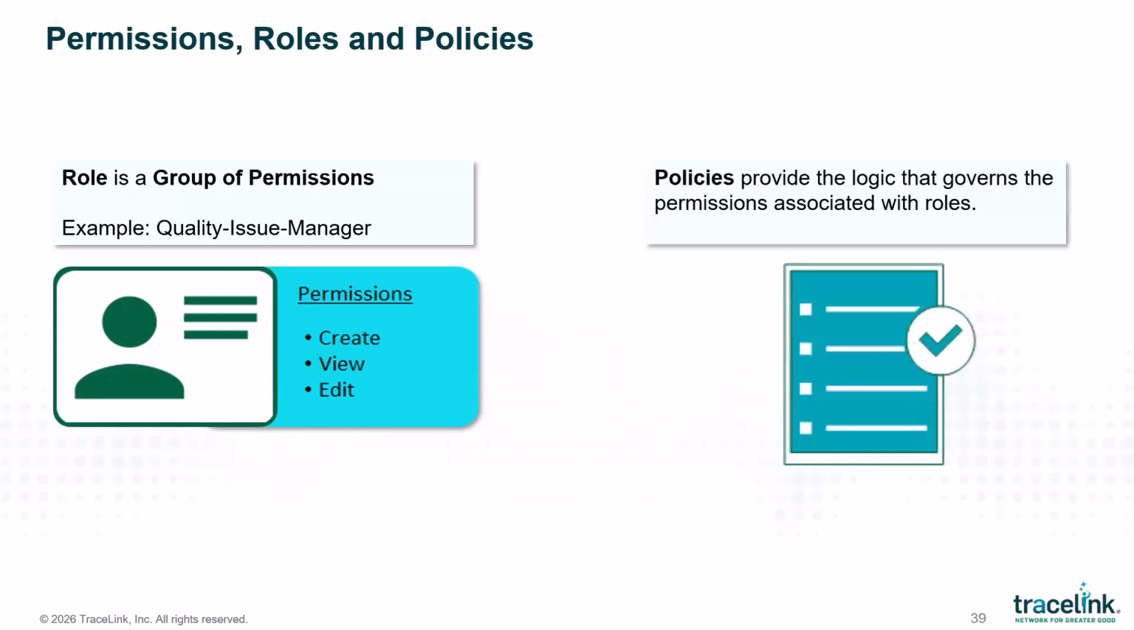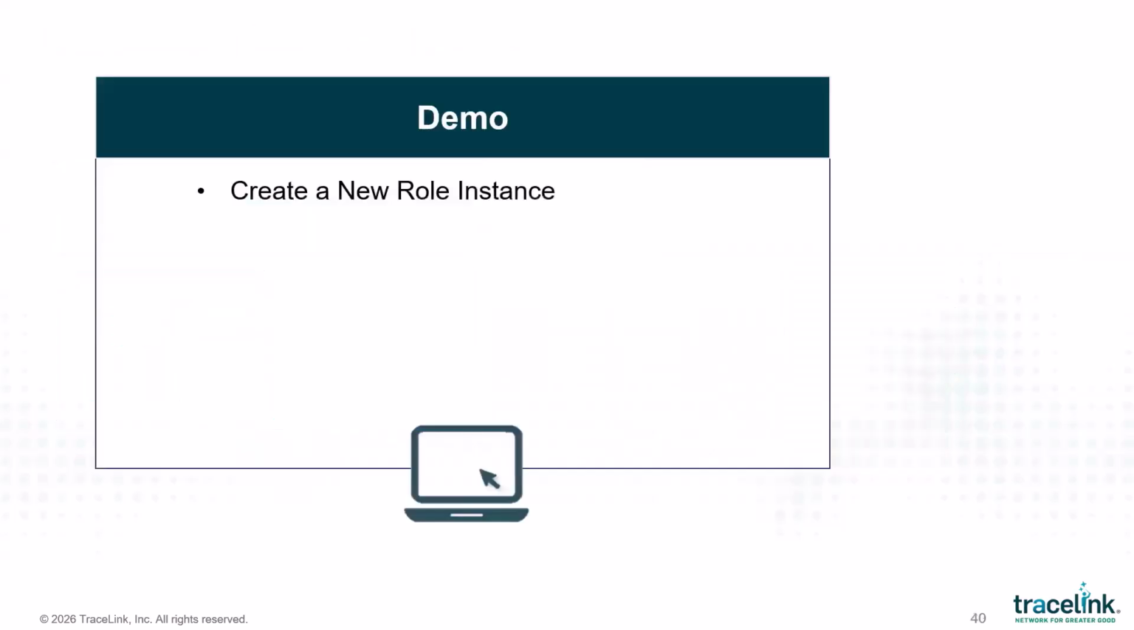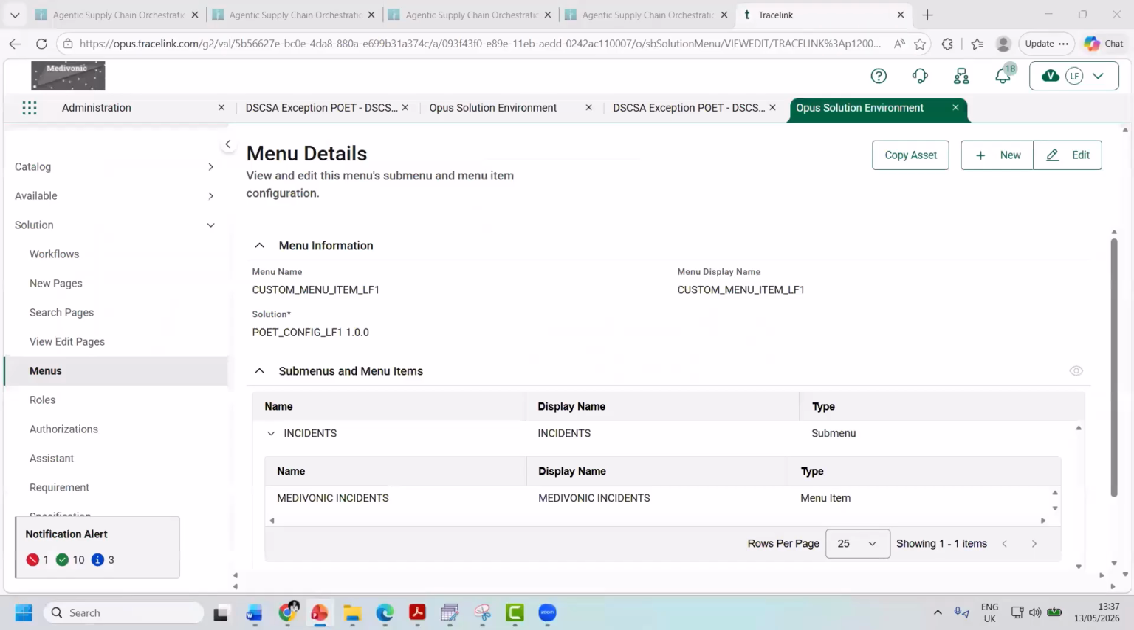Policies provide the logic that governs the permissions associated with roles. They ensure that users are authorized to perform specific actions based on their assigned roles. Just note that modifying policies is an advanced topic that you should not attempt without consulting with your company's security team and TraceLink Services representative. Let's now take a look at how to create a new role instance in the system.